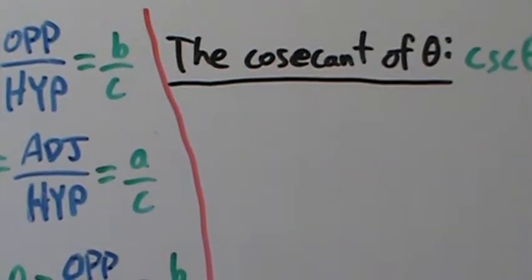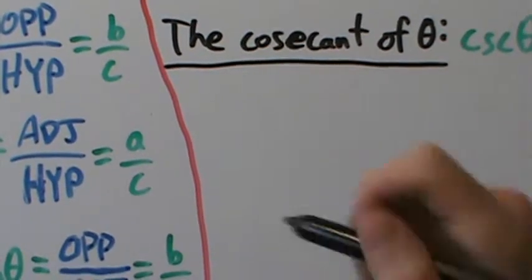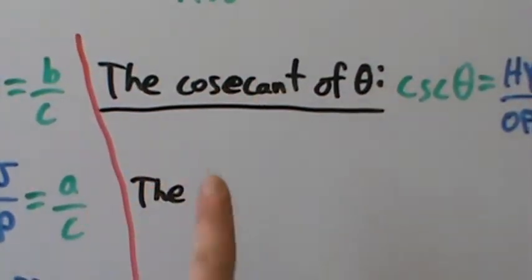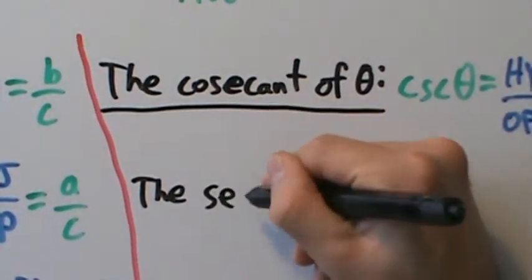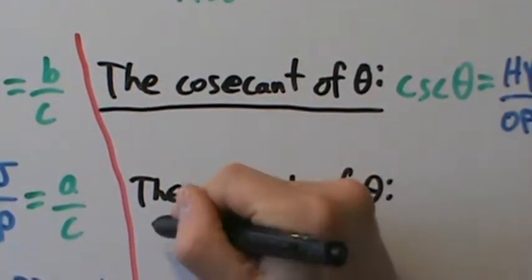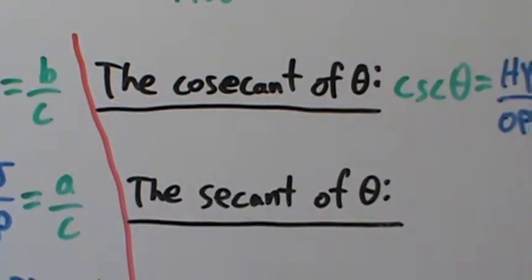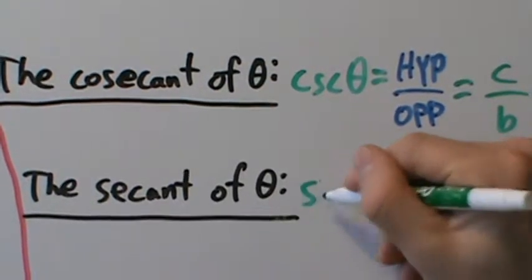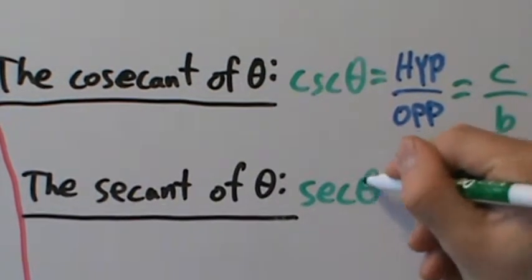All right, next is the secant. So this here is the cosecant, the next one is the secant. So the secant of theta. And that is denoted SEC of theta.